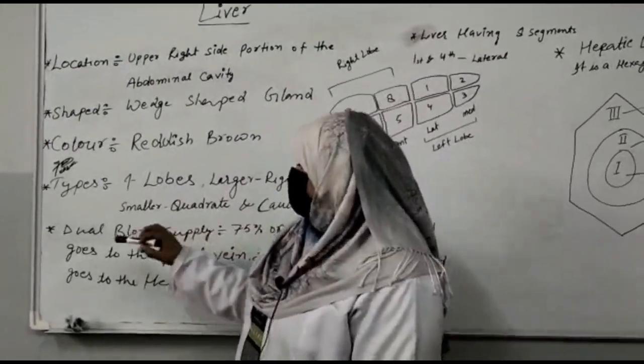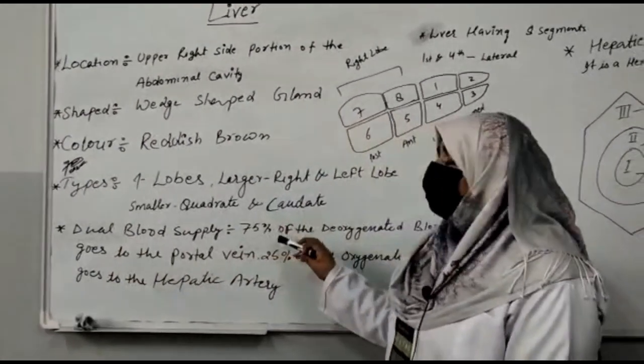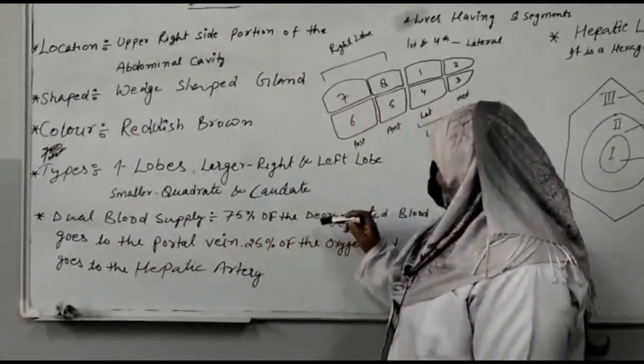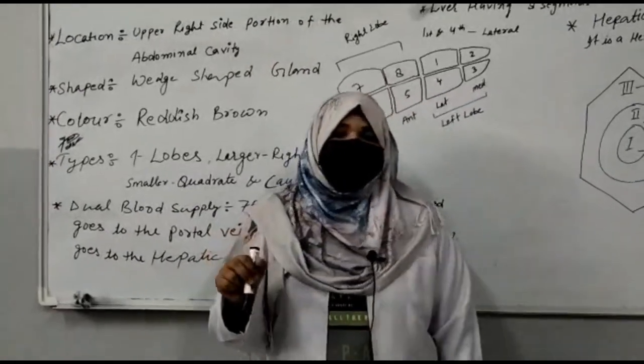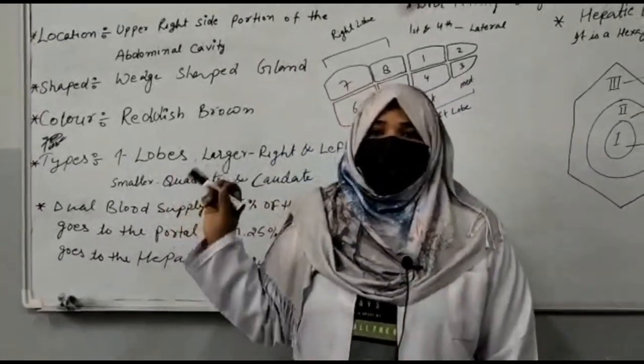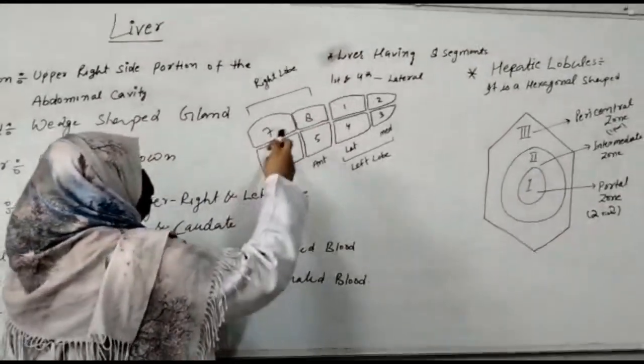Then we discuss the liver. The liver has a dual blood supply. 75% of the blood is deoxygenated and goes through the portal vein, and 25% of the blood is oxygenated and goes through the hepatic artery.